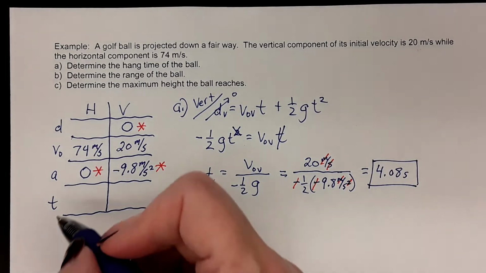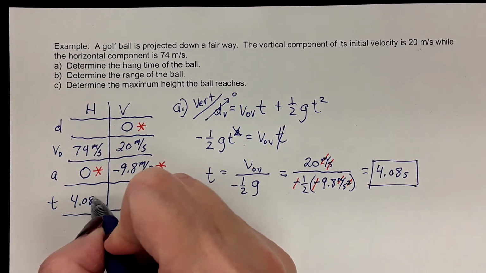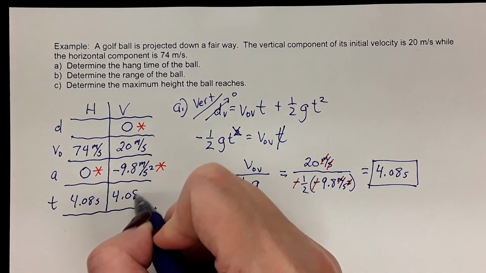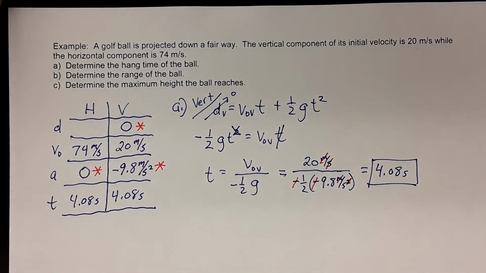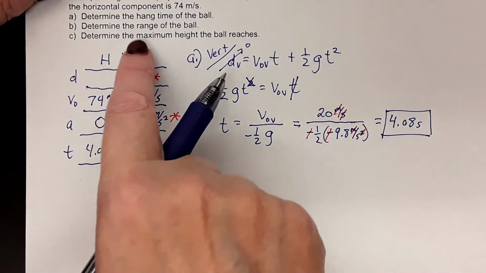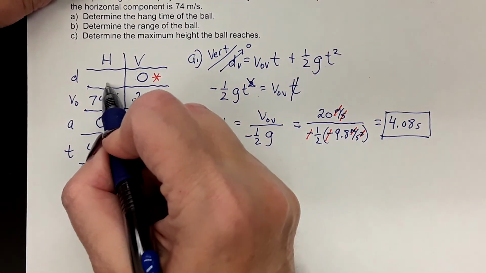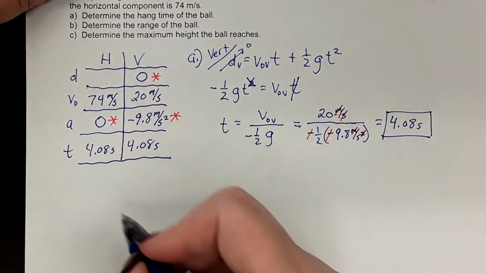So there's the time. Now let's put it over here. Remember, it is the same for both motions because both motions take place concurrently. All right. Part B says determine the range. That's this. So now we're going to work on the horizontal side.